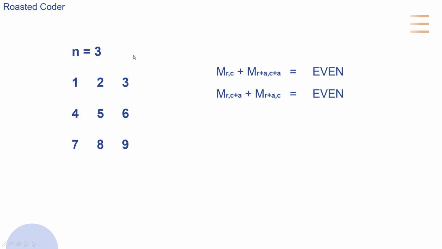Let's take an odd n, that is n equals 3, and first of all let's create a matrix from 1 to n square. In this matrix we have to satisfy these conditions, that is m of rc. Let's take r and c equal to 1 and a equal to 2. Since r and c are 1, m of rc will be 1 and this term will be m of 3, that is 9. And the sum of diagonal cells should be even.